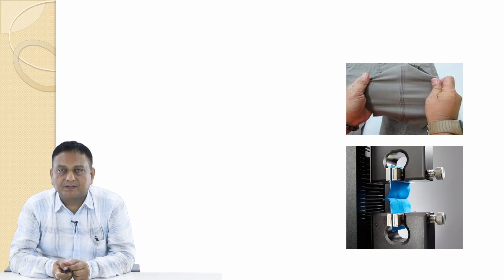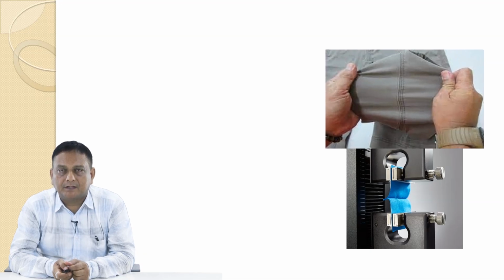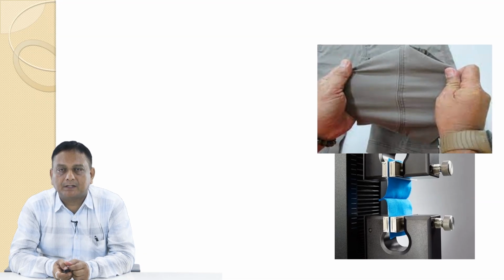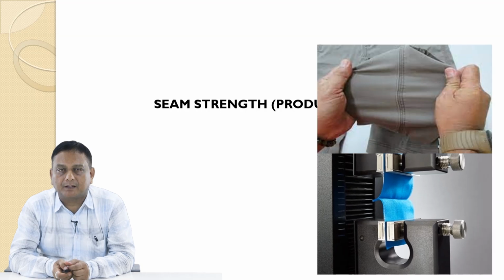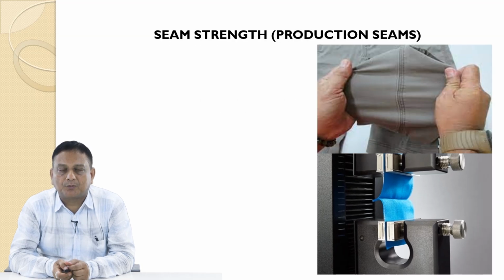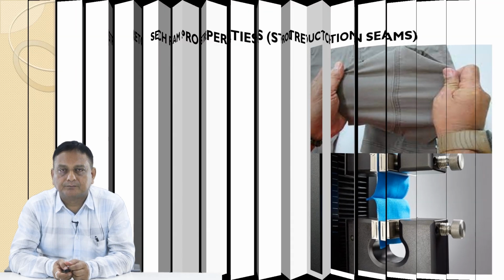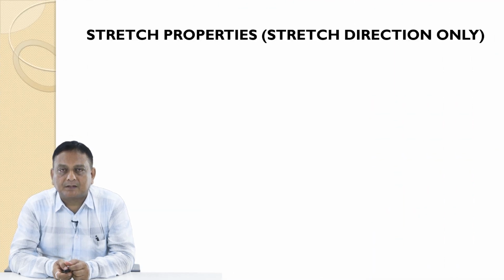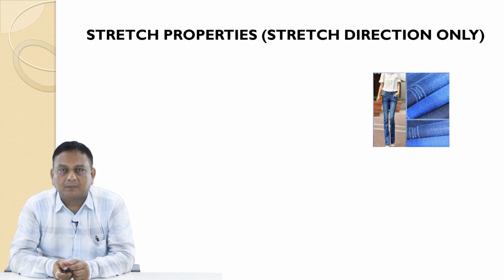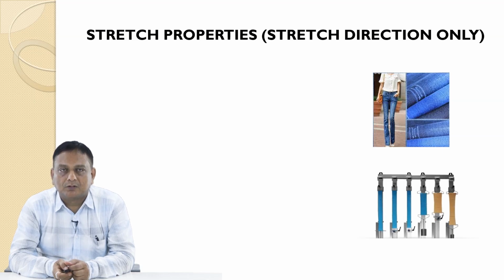Now here the seam is being evaluated. You can see that different seams are used in the garment, and an evaluation method is also there. So seam strength or the production seams are judged here. Stretch properties are also judged, along with stretch directions, and these kinds of properties are utilized nowadays in different denim garments, where a little bit of elastane fiber is used. So stretch properties are judged here by different instruments.